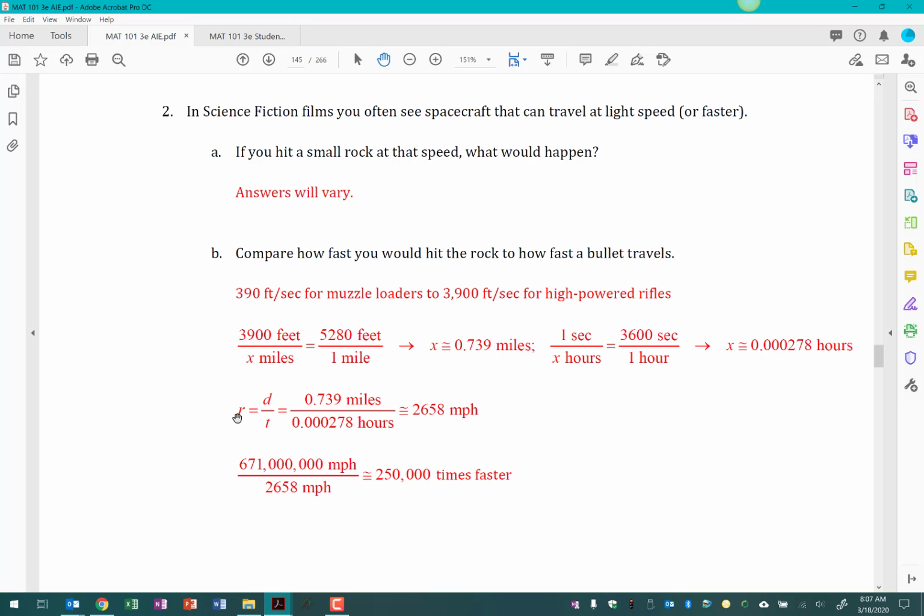Then I used the speed formula. I took the 0.739 miles that I've just found, and the 0.000278 hours that I found, and I found out that 3,900 feet per second is approximately 2,658 miles per hour. It's a lot slower than 671 million miles per hour. And if we divide the 671 million miles per hour by the 2,658 miles per hour, that is, essentially create a unit ratio, we'll find out that the speed of light is still about 250,000 times faster than a bullet from a high-powered rifle.